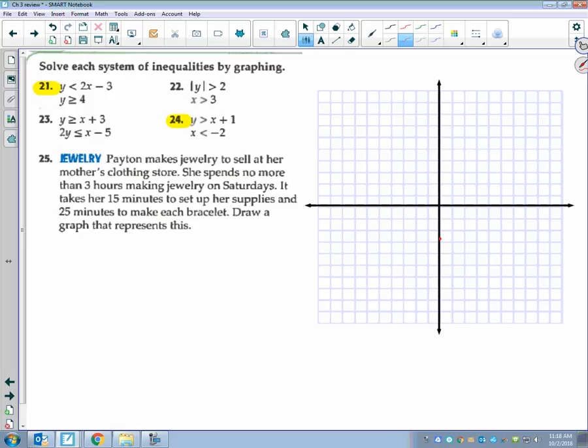So these are already in slope-intercept form, but if they're not, you would want to do that first. Pay attention whether it's dotted or solid. So this one has a y-intercept of -3, up 1 over 1, up 1 over 1. This one's dotted.